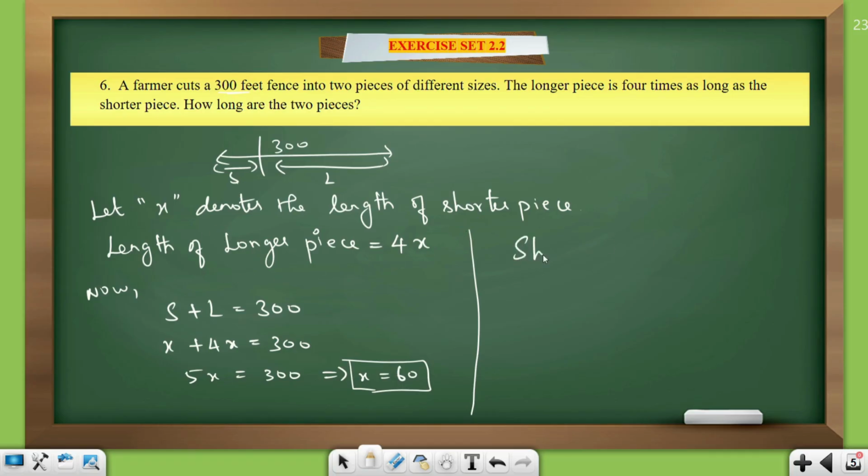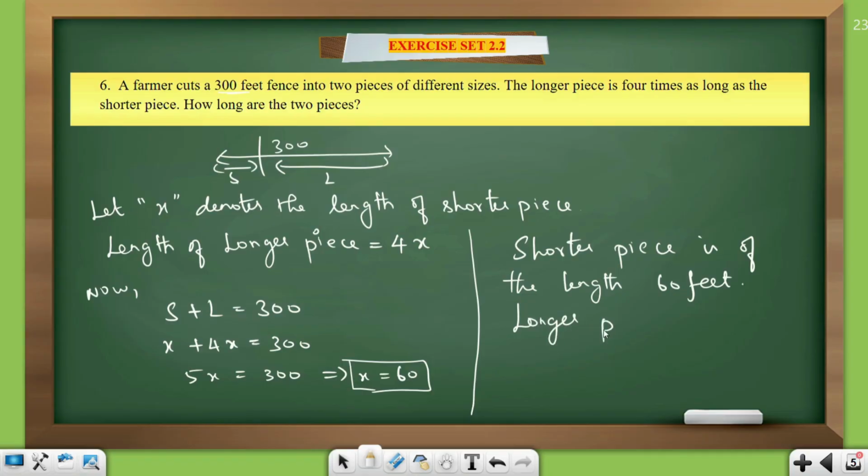So the shorter piece is of the length 60 feet. Okay, so similarly the longer piece is of the length which is 4 times 60. 4 times 60 is 240, so it is 240 feet.